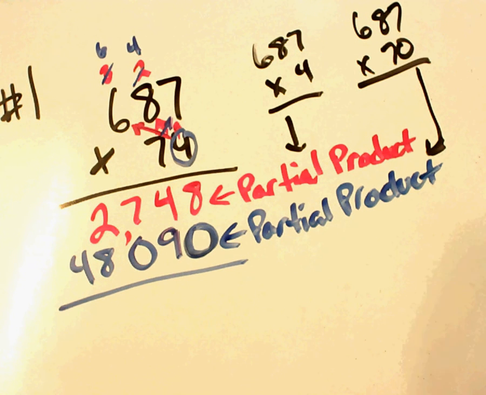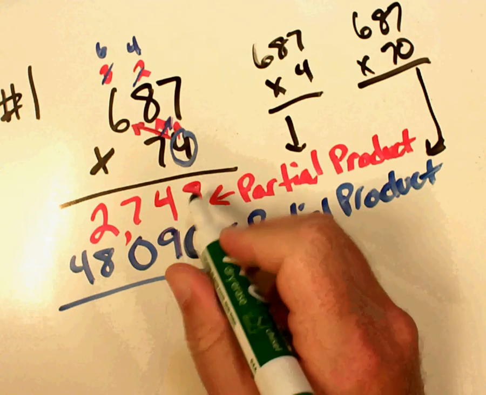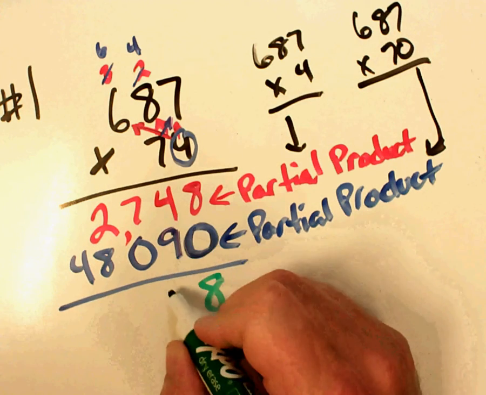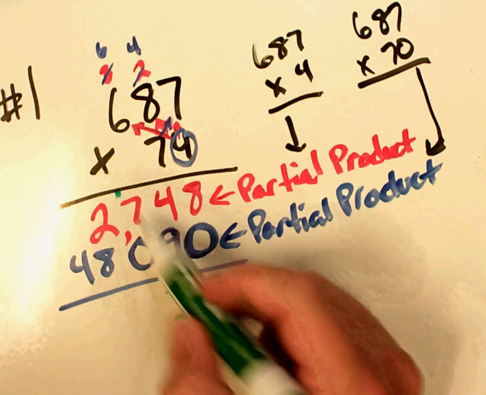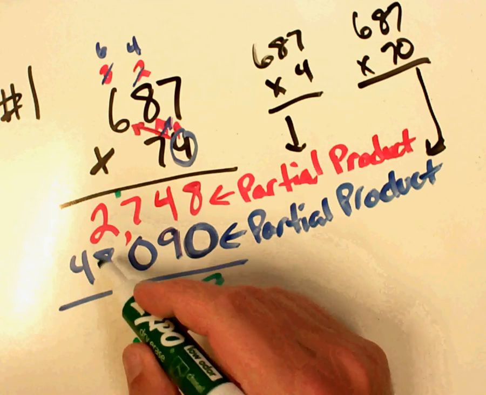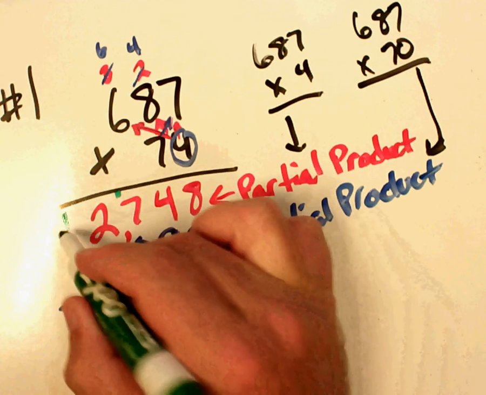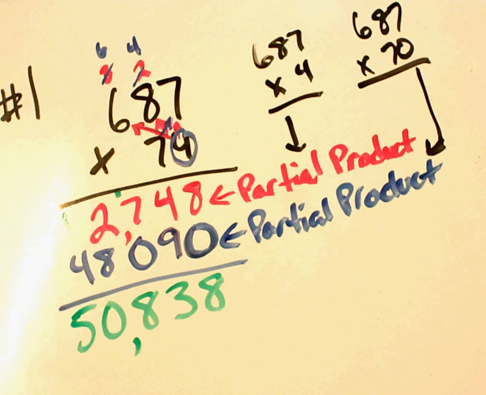Then I'm going to go ahead and finish it up. I think I'm going to use green. I'm a little bit concerned about how well it's going to show up, so we'll try it. That's not too bad. So 8 plus 0 is 8. 4 plus 9 is 13, getting a little bit ahead of myself. 7 plus 0 is 7, plus the 1 that I just carried gives me 8. 2 plus 8 is 10, carry my 1. And 1 plus 4 is 5. So I end up with 50,838.